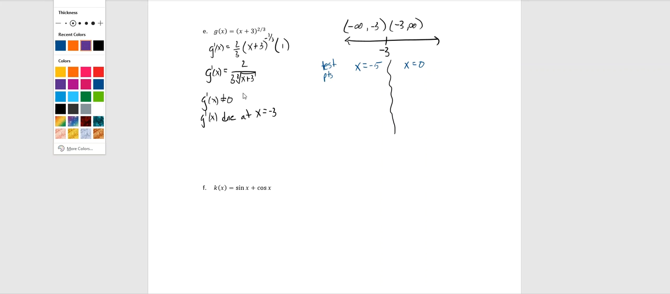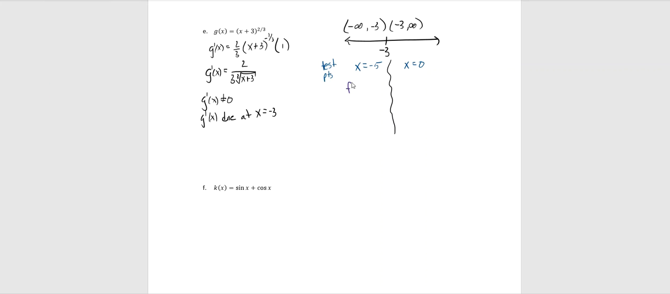Enunciation matters. Okay, some test points. Let's use x equals negative 5 and x equals 0. I'm going to throw down this little line here. Let's see if I can keep myself aligned. The derivative at negative 5. All right. Negative 5 plus 3 is negative 2. So that's 2 over 3 cube root of negative 2.